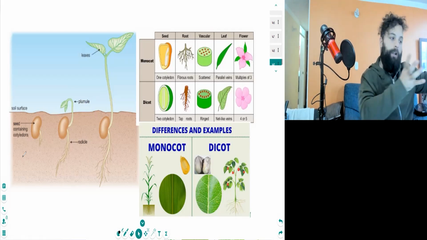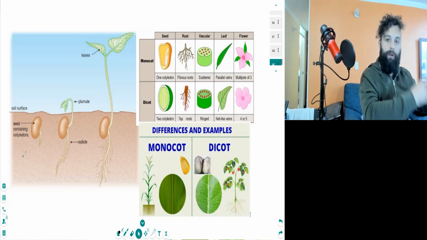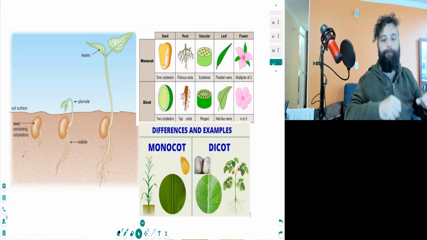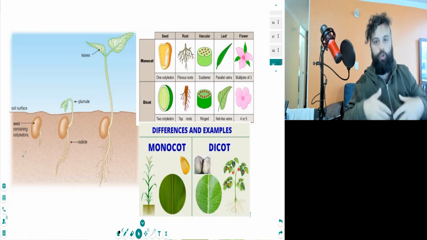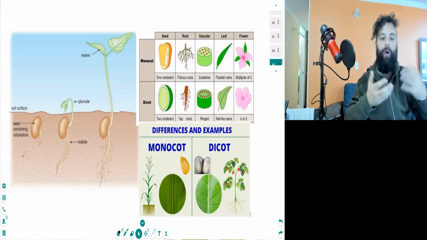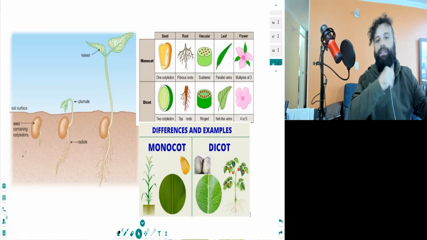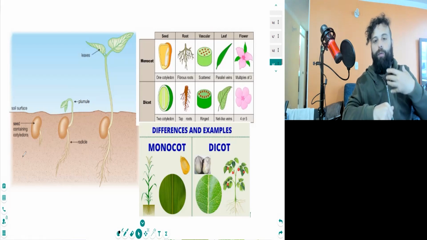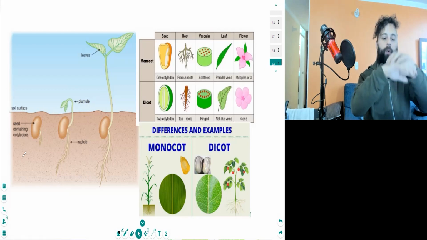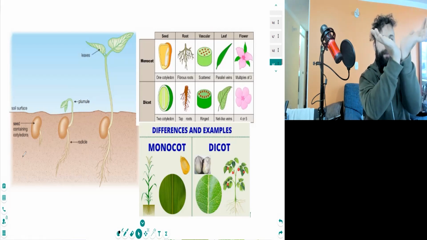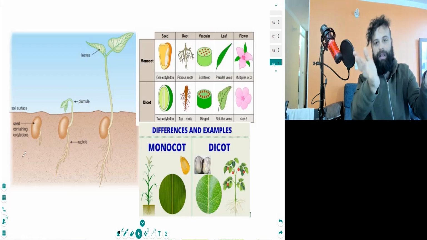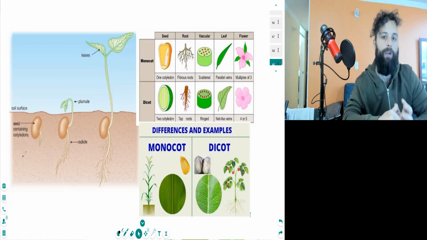So it then shifts from breaking down nutrients into a usable form to now creating its own nutrients, creating its own glucose. Before, it had to depend on enzymes breaking down the energy reserves into a usable energy form that they could actually use. But now, once the plumule actually blossoms up and the leaves spread out and begin to photosynthesize, now they can create glucose.